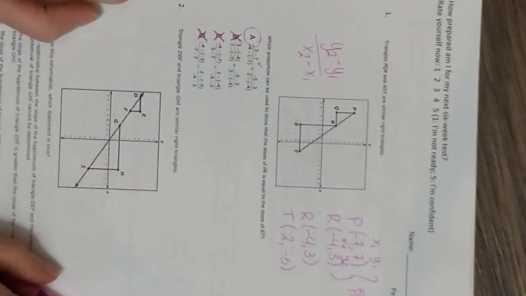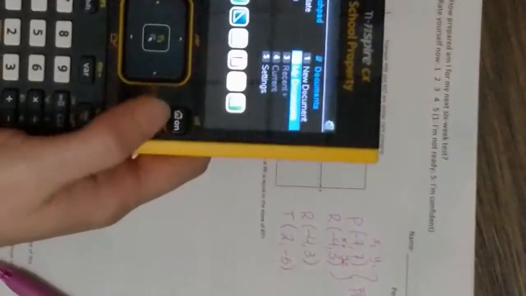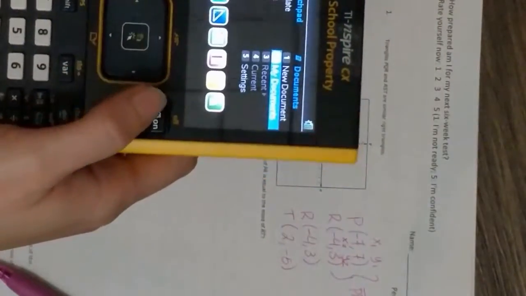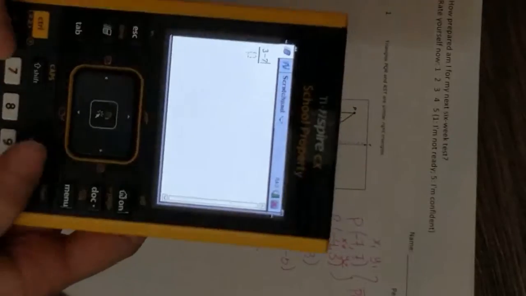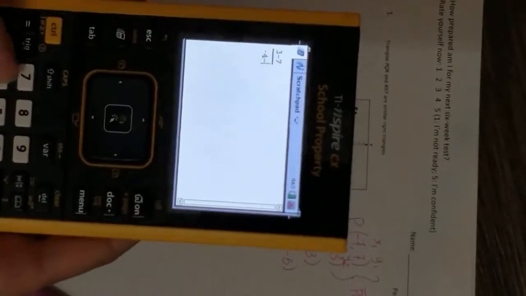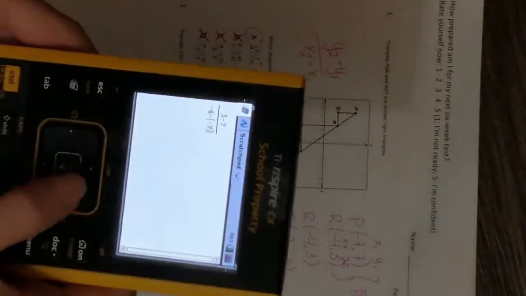Now, another way that we can double check this is with our calculators. So I'm going to go ahead and open the screen. I'm going to go to calculate. So what I'm going to enter in here is a fraction. I'm going to just copy everything that I see. So 3 minus 7 on my numerator, -4 minus -7 on my denominator. I'm going to go ahead and add those parentheses in there, just like they're telling me.